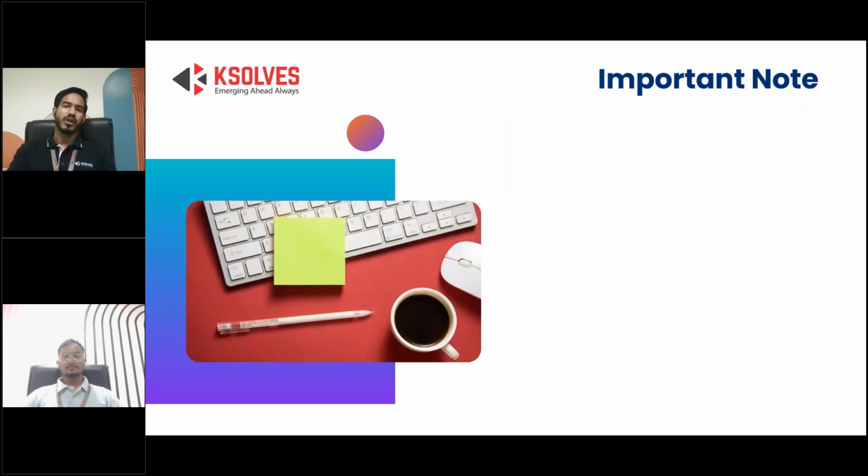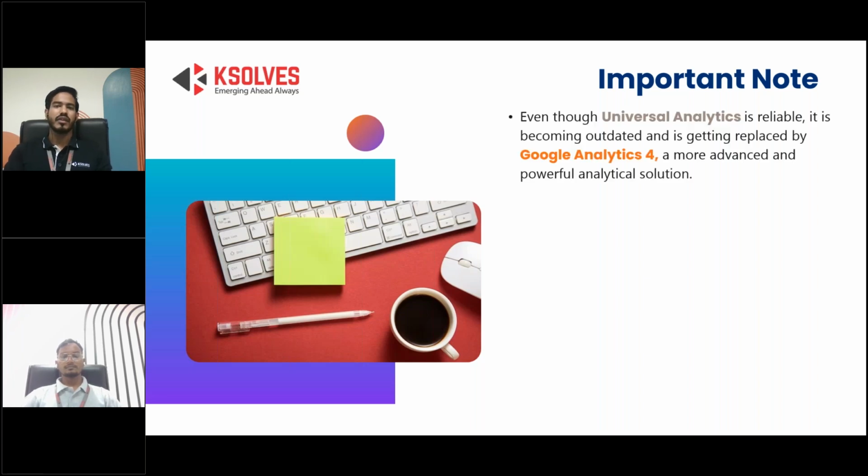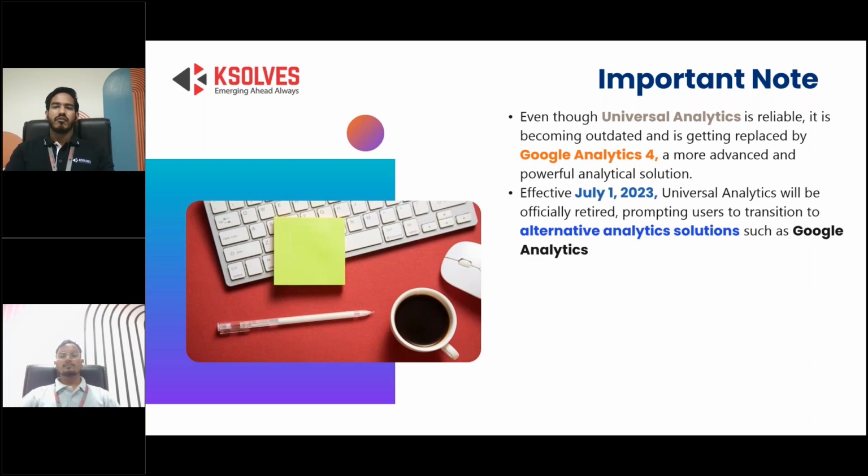So here's the important note. The important note is that Google Analytics is very reliable even though it is becoming outdated. Now, Google has introduced Google Analytics 4, which is a more advanced and powerful analytics solution. And eventually, in July 2023, Google Universal Analytics will be officially retired. And the alternative solution for that is Google Analytics 4.